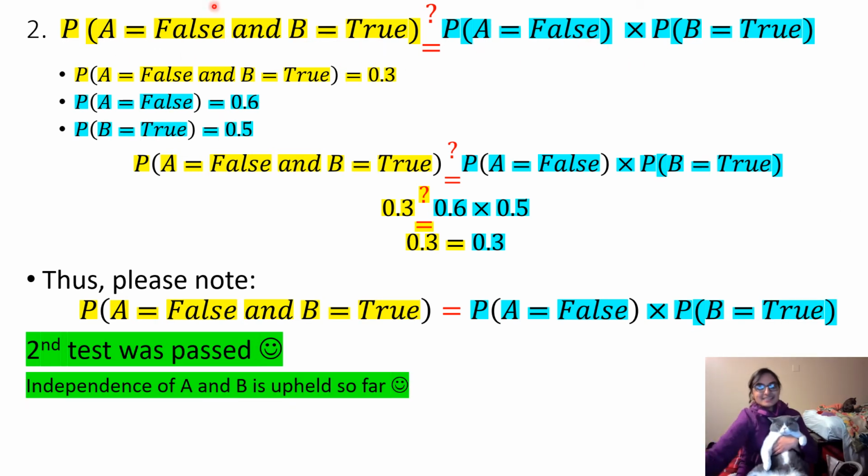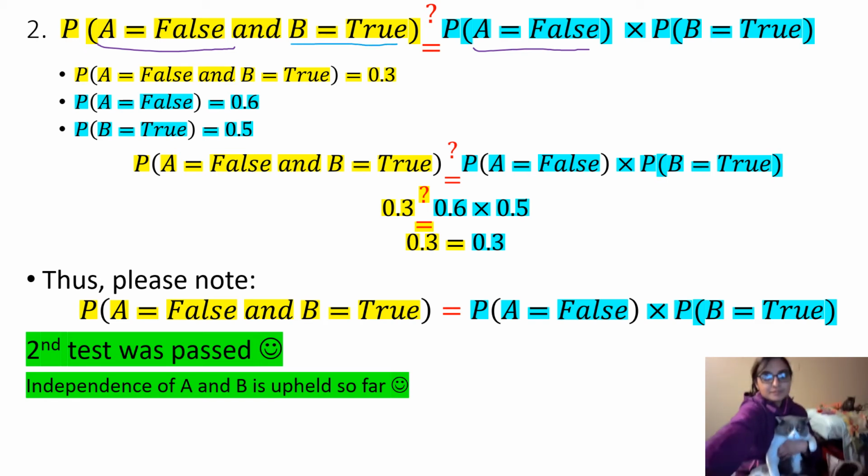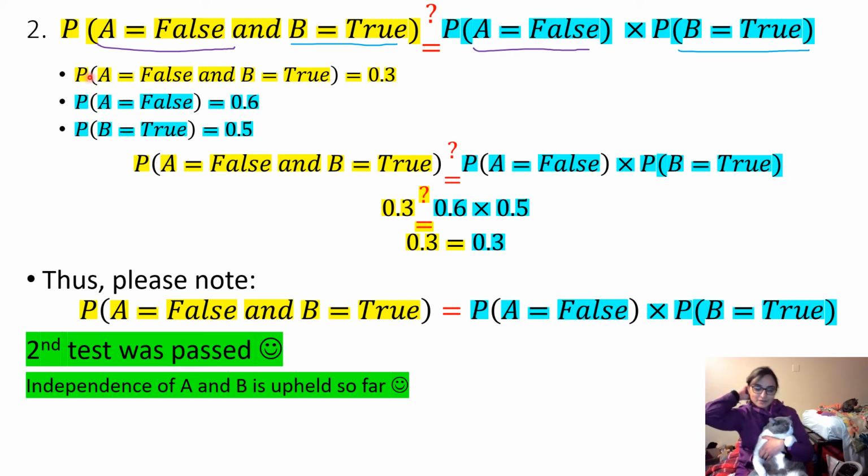So the second test is the probability A is false and B is true. Is that equal to the probability A is false, so again, this part here is A is false, multiplied by the probability B is true? Is that the same? That's what we need to see in the second test. So we know from our formula sheet that the probability that A is false and B is true, that probability is 30%.